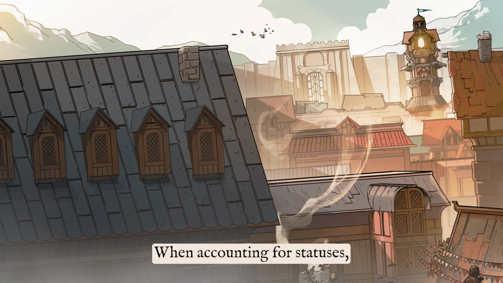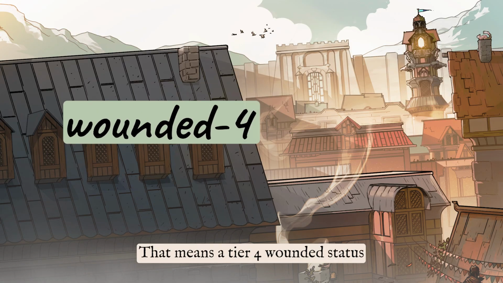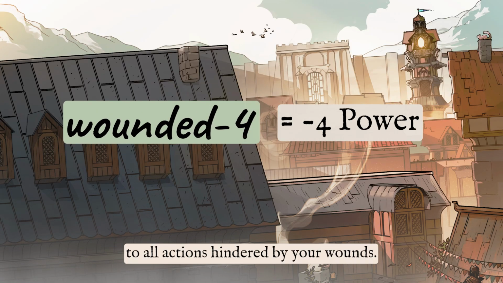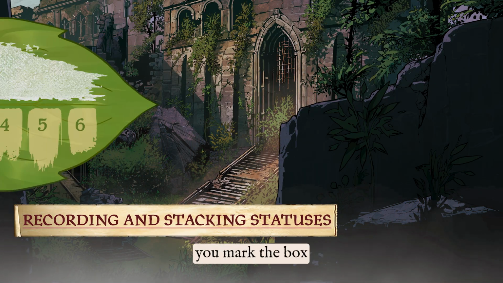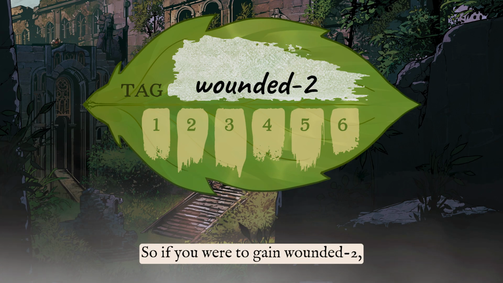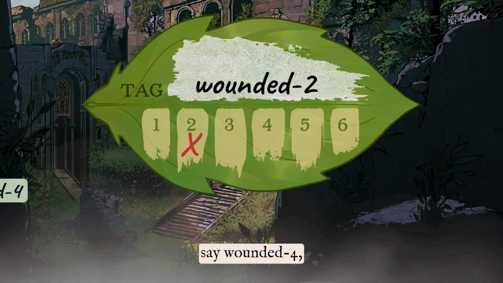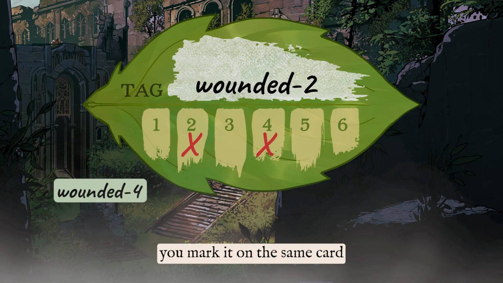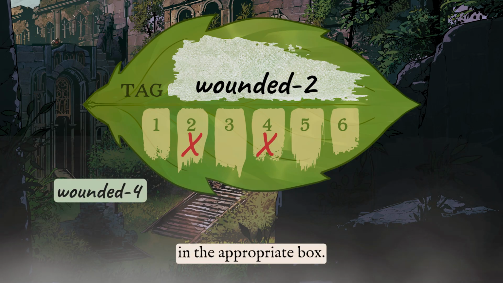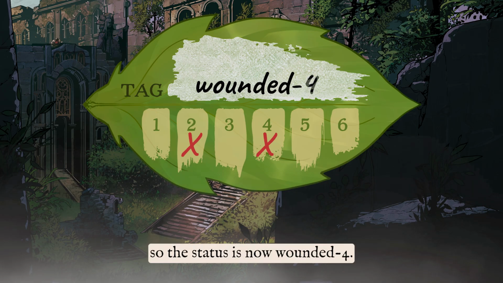When accounting for statuses, you add or subtract the tier of the status from the action's power. That means a Tier 4 wounded status means -4 power to all actions hindered by your wounds. When you gain a status, you mark the box corresponding to its tier. So if you were to gain Wounded 2, you would mark the second box. If you then gain a similar status, say Wounded 4, you mark it on the same card in the appropriate box. The tier of a status is always the highest tier, so the status is now Wounded 4.